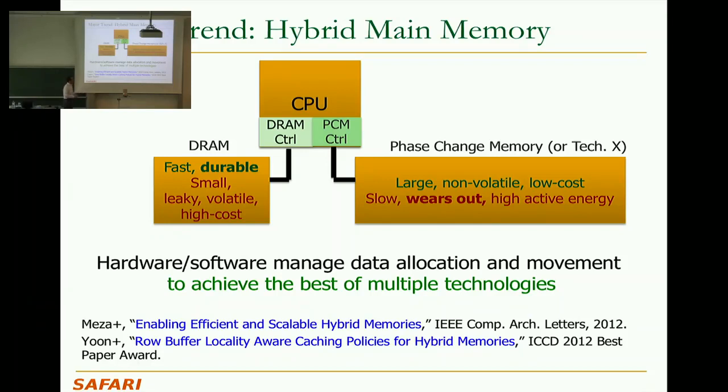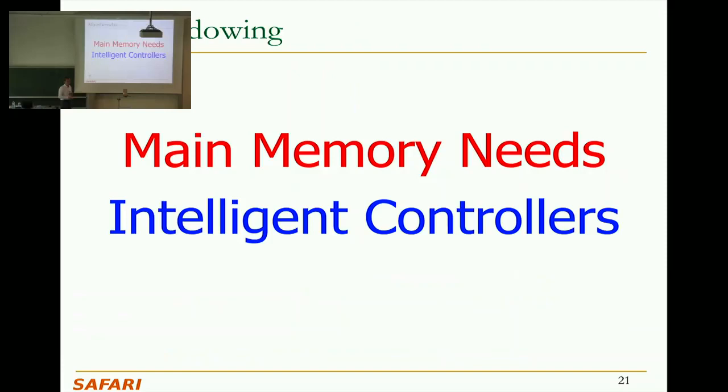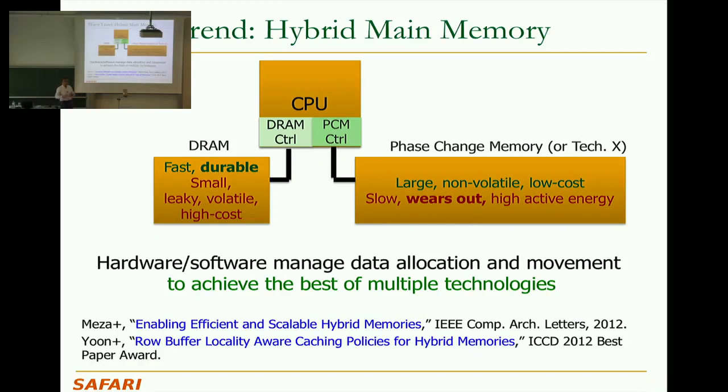But it's not easy. And I think this is going to be my first example of why we need intelligent memory controllers. If you actually want to control these multiple different types of memories, you really want more intelligence in your memory controllers. And more intelligence can come in many different forms. The controller needs to understand what data is in different types of memories. The controller needs to be programmable such that software can actually manage which data should go where. And the controller needs to communicate with the software better.